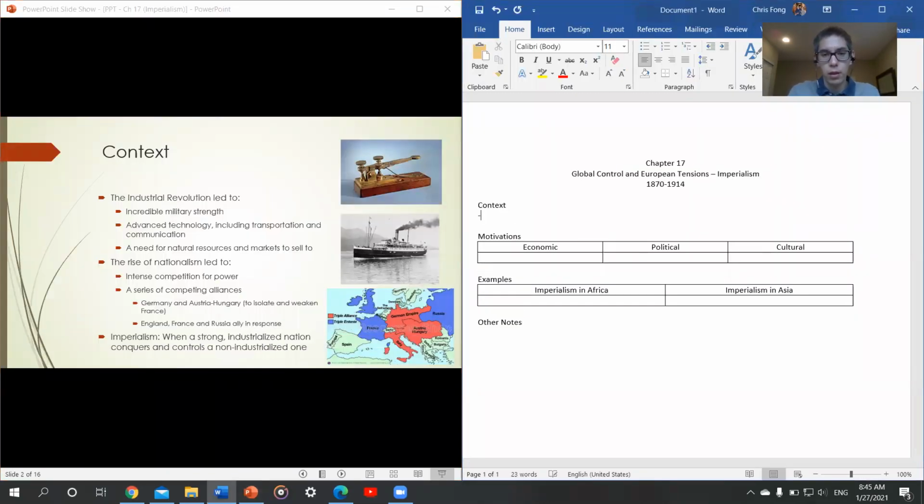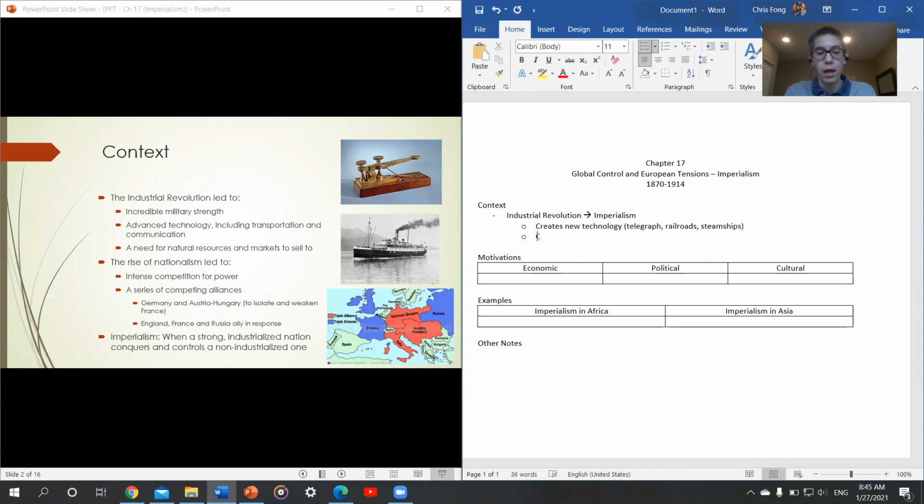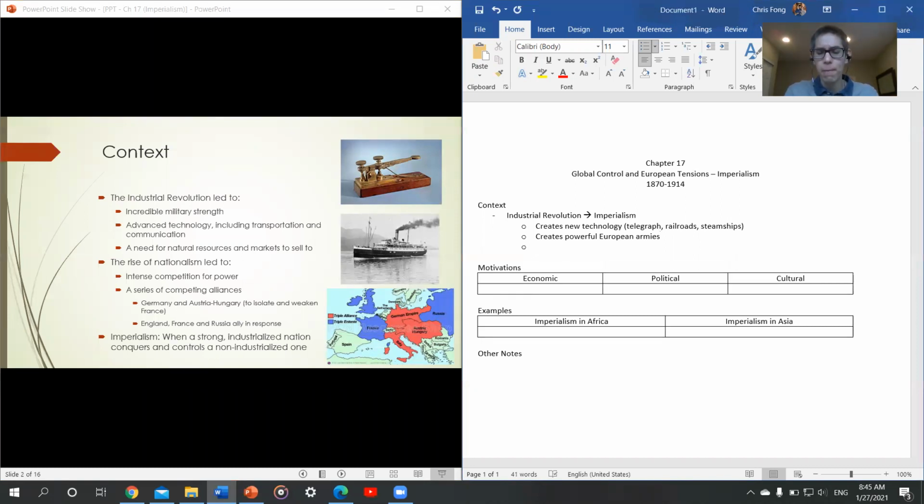Sorry, let me start to get these notes in. So the Industrial Revolution leads to imperialism for a couple of reasons. First, it creates new technology, such as the telegraph, such as railroads, such as steamships. It also creates powerful European armies that allows them to relatively easily conquer and colonize these non-industrialized places. And then the Industrial Revolution also creates a need for more natural resources.